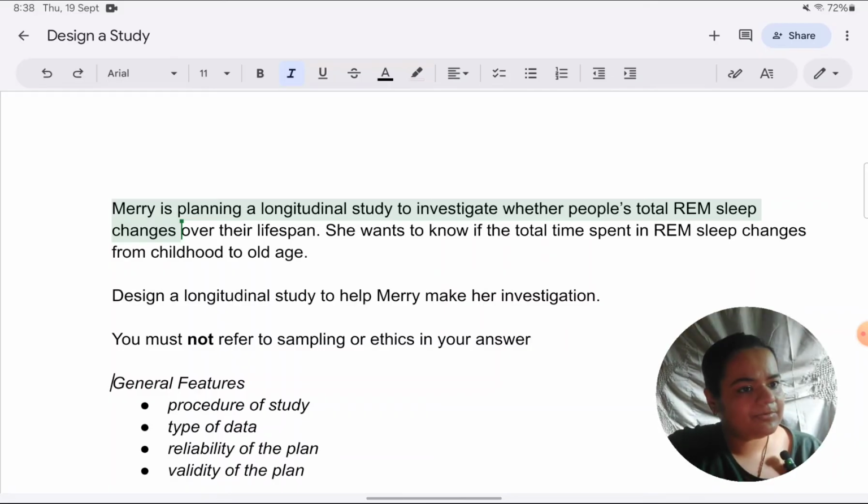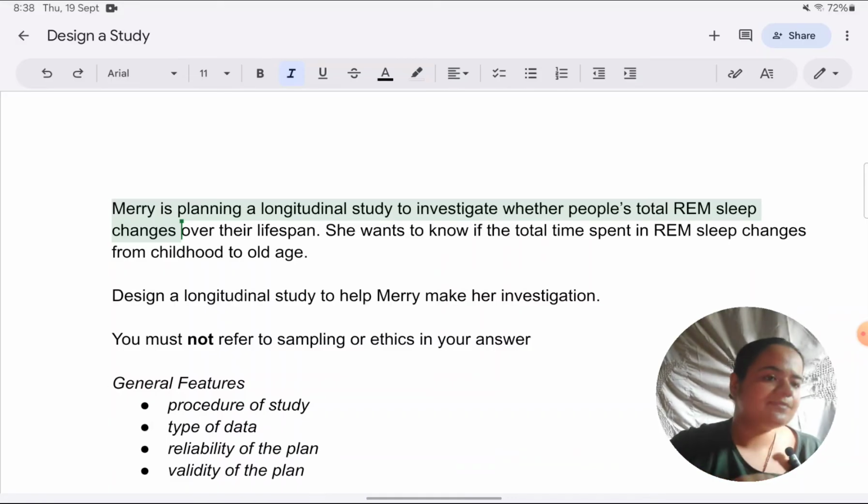It would be very difficult to make provisions for EEG equipment in everybody's homes and record their REM sleep stage in their homes. So I think definitely most suitable for this type of study is a controlled setting, just like the one we've seen in Dement and Kleitman. It should be very obvious this scenario has been based off the Dement and Kleitman study. So definitely you can take inspiration from there.